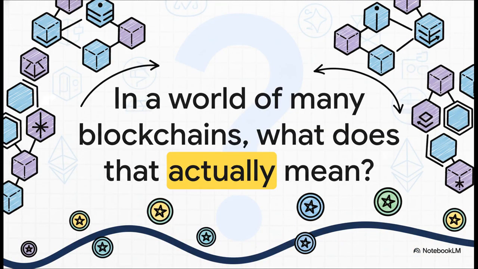So, that's the big question, isn't it? It sounds great to say a token is for the blockchain, but when you've got Ethereum over here, Solana over there, and a dozen others popping up, how do you actually make one token feel native to all of them at the same time? How do you do that without making a complete mess?